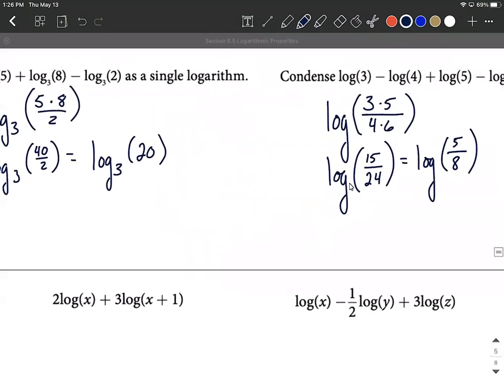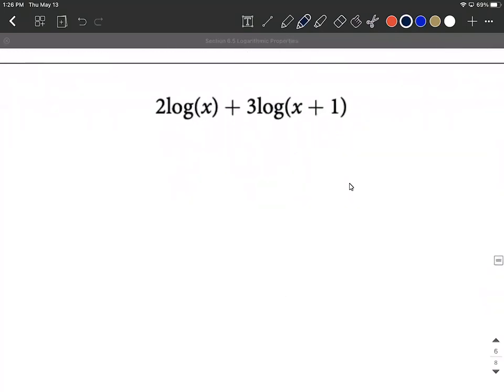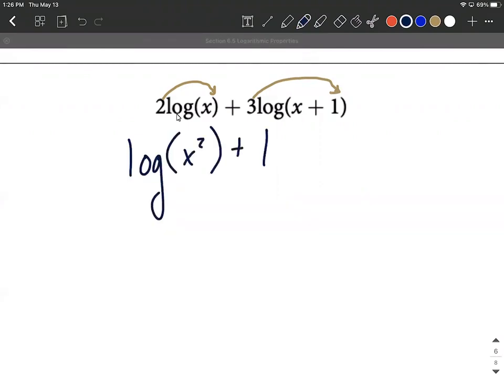All right, now let's look at one where we have multiples out in front. When you have these multiples out in front, we're going to use the power rule to move this up into the exponent and attach it to everything that's on the inside of this logarithm. So the first step here would be rewrite this as common log of x squared, plus the common log of x plus 1 quantity raised to the third power.